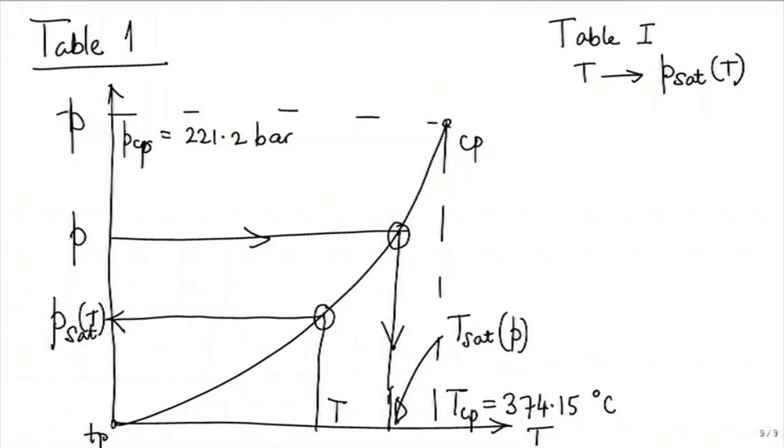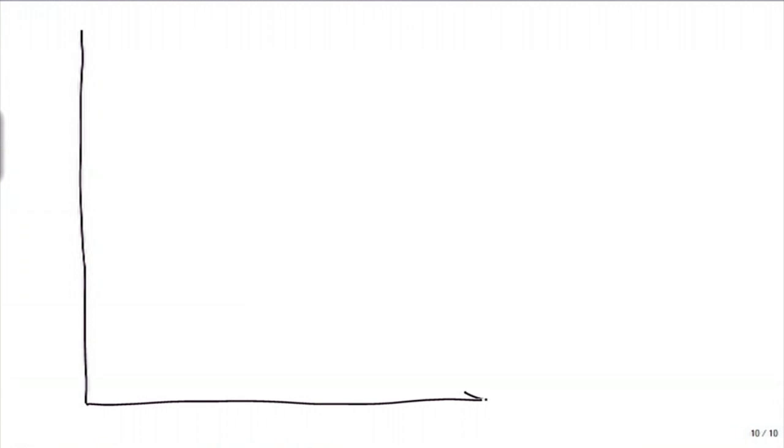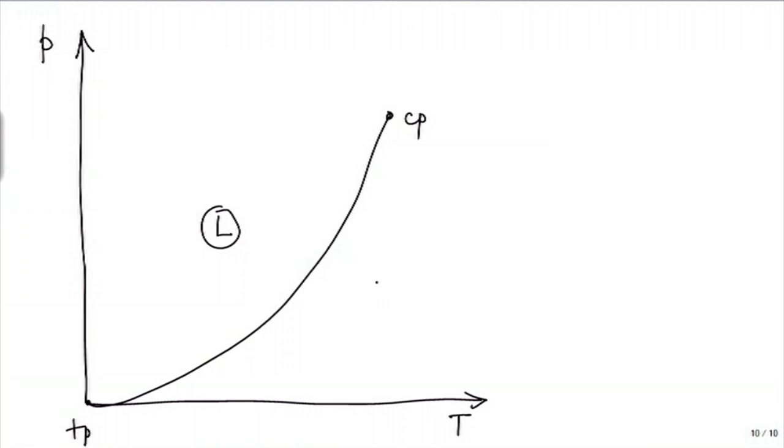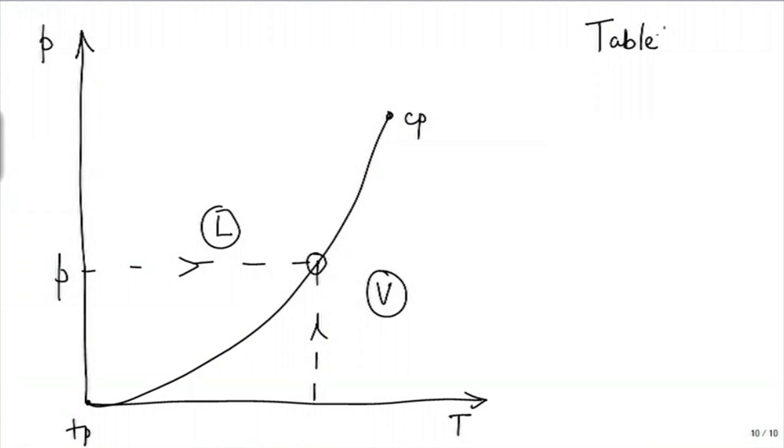Now, let us come to the next level of appreciation. Again, we are going to study further the behavior of the liquid phase and the vapor phase when the state is on the saturation line. We can label it either using its temperature or using its pressure. If we want to use temperature as our base, use table 1. If we want to use pressure as the base, we use table 2.